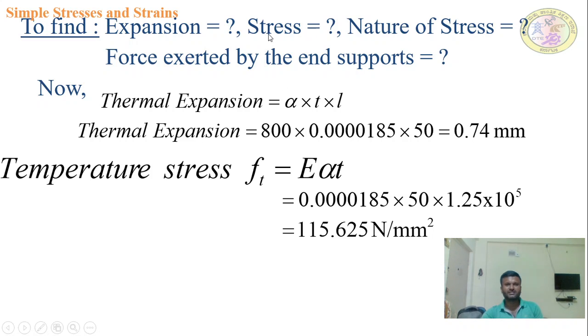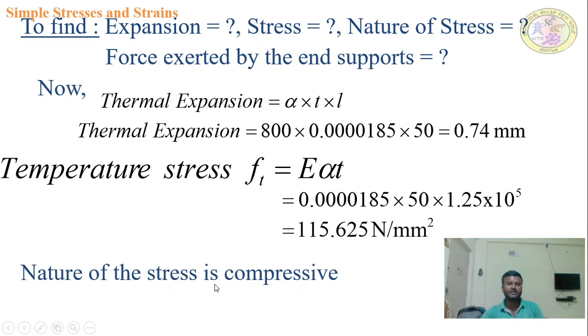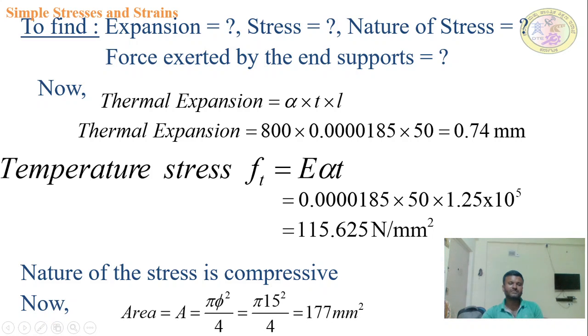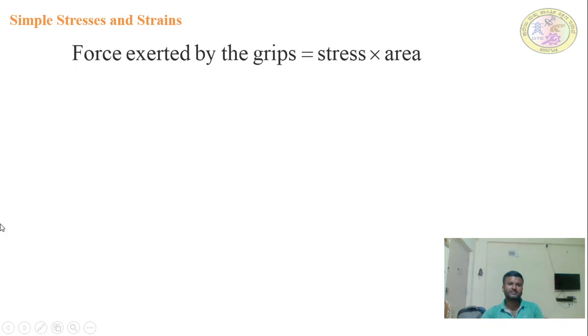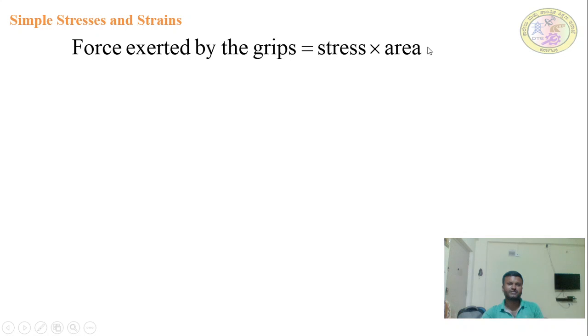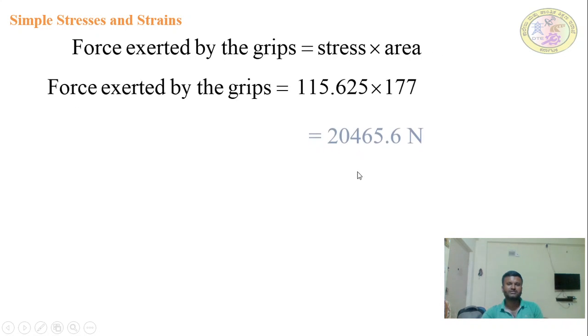We got the answers for our first question and second question. Next, the nature of stress is compressive because it's gripped at both ends, and the area of the bar is given by pi d square by 4, which is 177 mm square. Next, the force exerted by the grip is stress into area, which is 20.465 kilonewton.